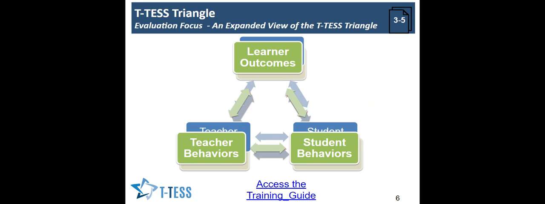As discussed in the last 2 slides, this graphic represents the essence of lesson observations. Let's read about how the T-TESS Triangle is represented in an expanded view of the instructional cycle. Pause this video and read through pages 3 through 5 in the training guide found at the link in the 5th slide of your Google slide presentation. When you have finished reading, come back to the video.